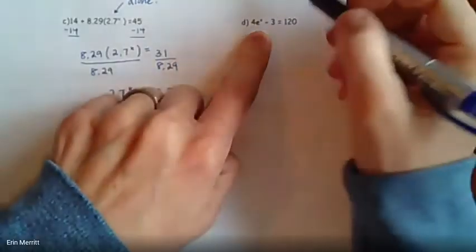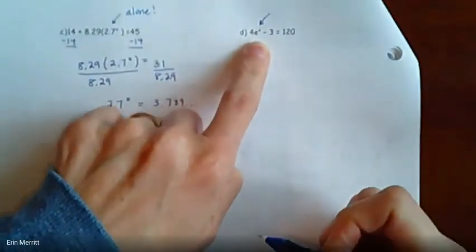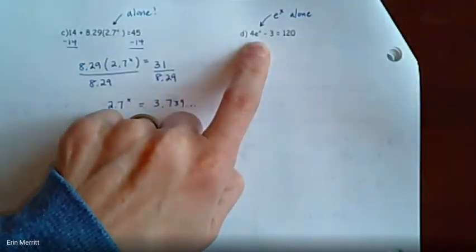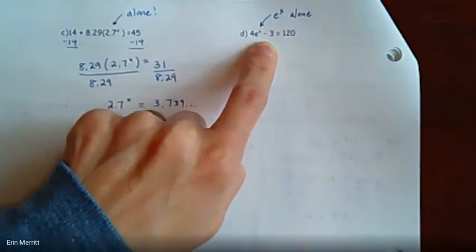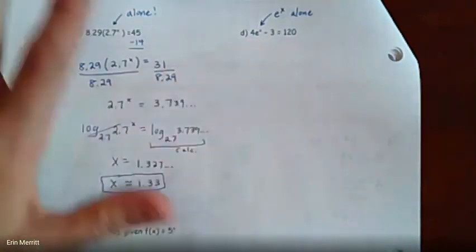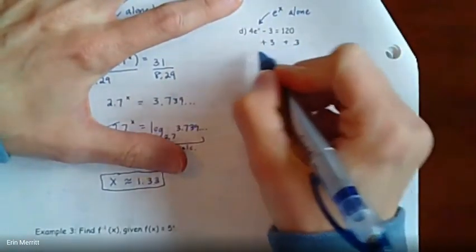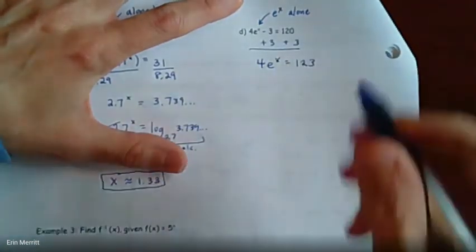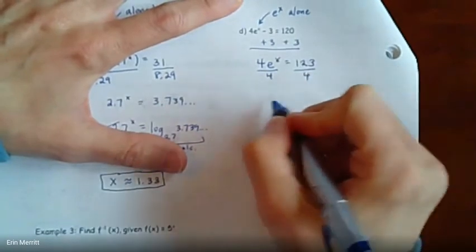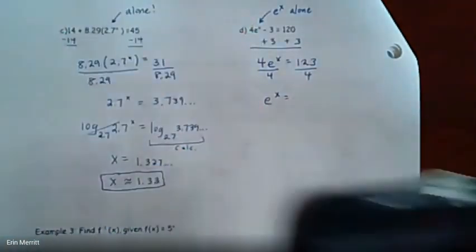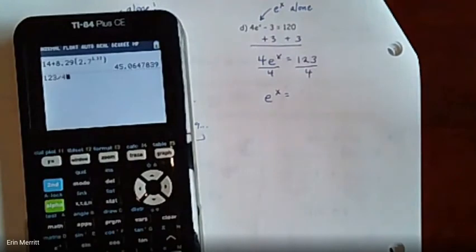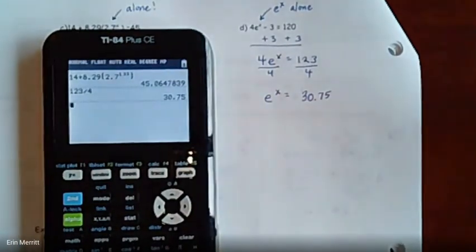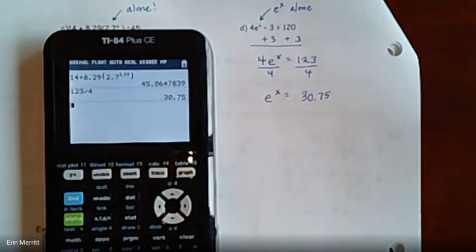All right. If we look, the base here is e, all right? So e to the x is what I need to get all by itself. So let's think about what needs to move. I've got to add the 3 over and divide the 4 out. Get that done first. So add 3 over. So we get 4e to the x equals 123. Get rid of the 4 by dividing both sides by that. You can leave it as 123 over 4, or change that into 30.75. As long as it's exact, or you keep it exact on the calculator, you're good to go.